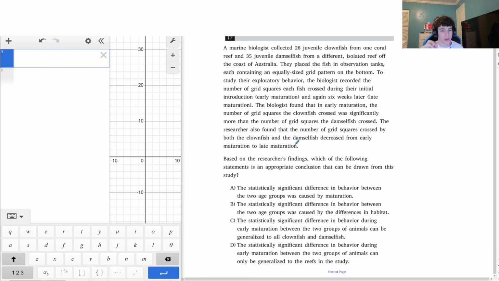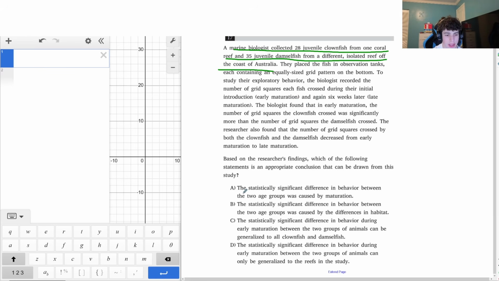We did not take a random sample here, so we cannot attribute these results to these populations. We can only attribute these results to the two groups of the animals that were in the reefs, right? Basically, we can't say that this is something to do with all of juvenile clownfish and all of damselfish until we take that random sample. So we're going to probably say something along the lines of it's only attributable to these clownfish and damselfish in this specific reef, right? We also didn't place them in different random reefs, right? It was a specific one.